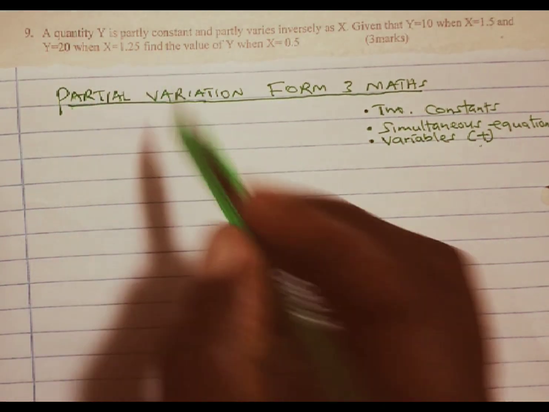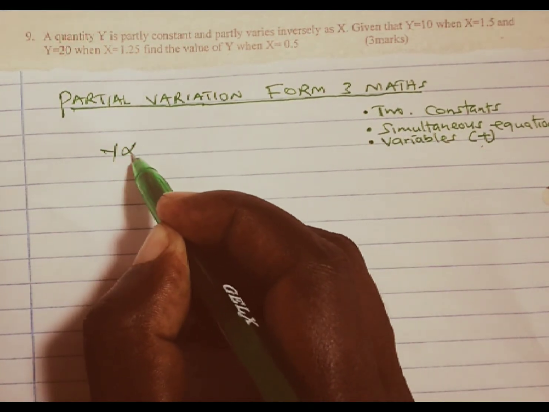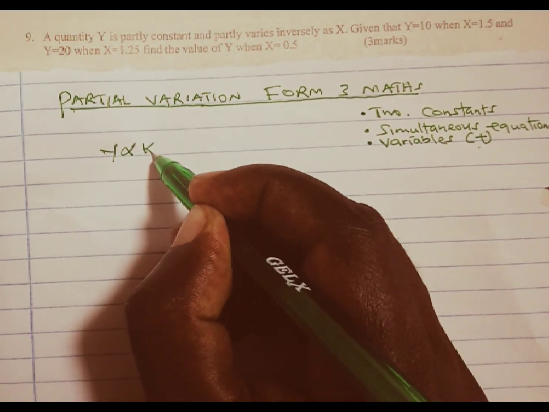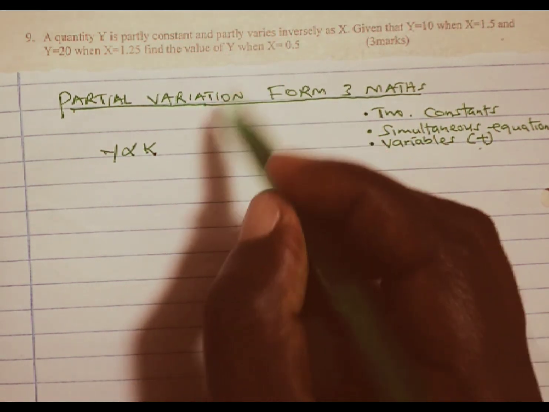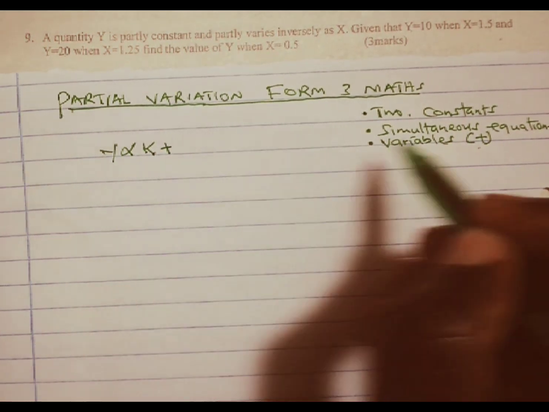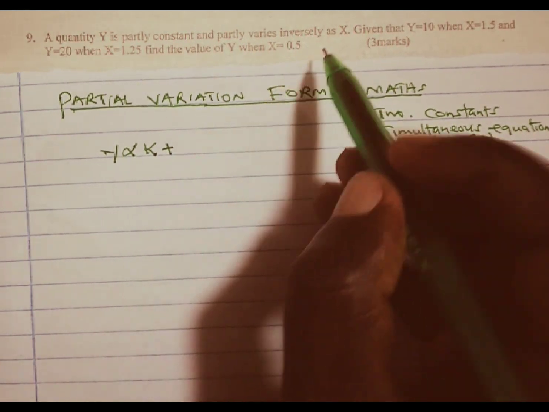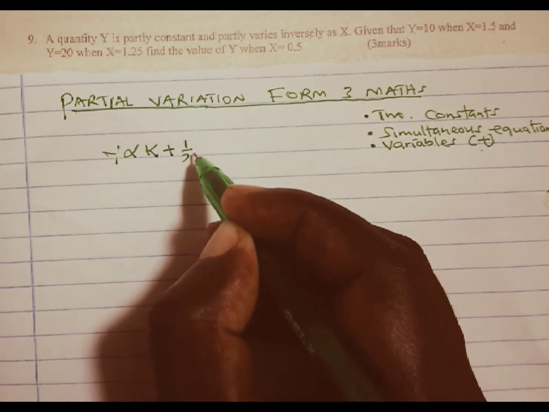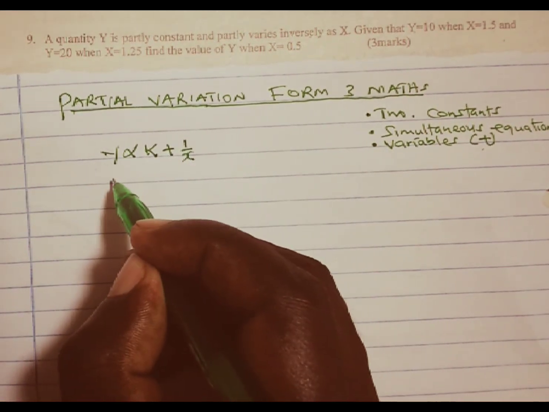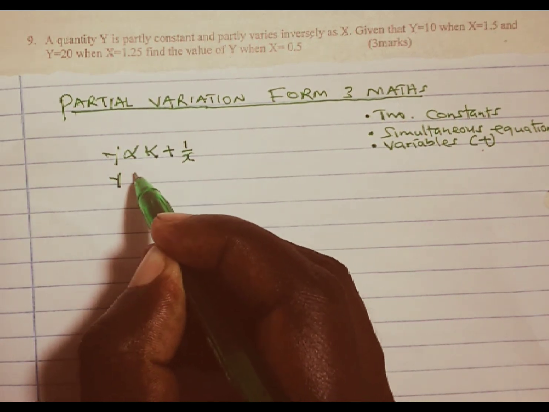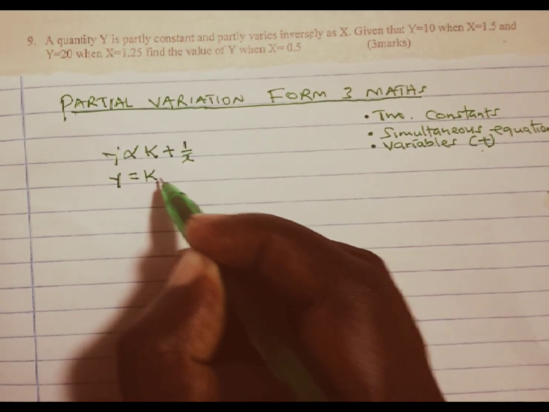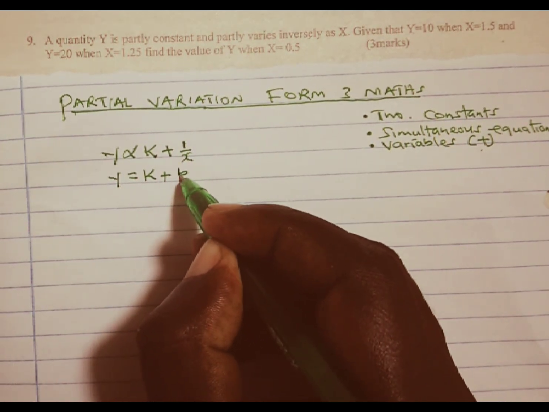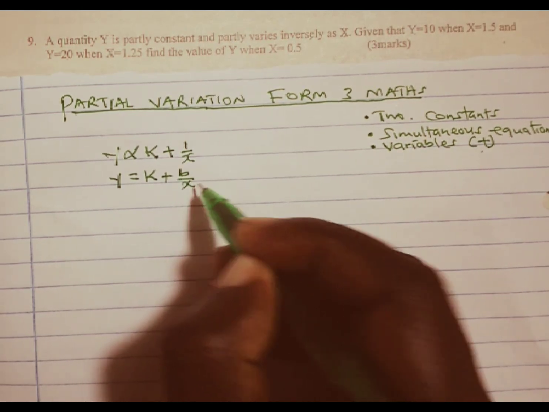We are told that a quantity y varies partly as the constant. Let us use k as our first constant. And partly varies means we connect the variables using an addition sign, and partly varies inversely as x. That means it varies as 1 over x. From there we move down and say y, we replace the variation sign with an equal sign. This will be equal to k plus. Instead of 1, we introduce another constant. Let me say we use b divided by x.